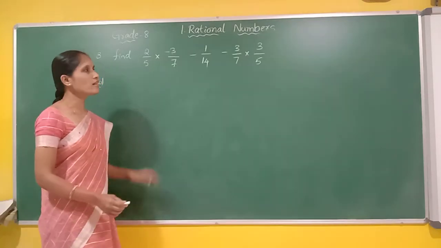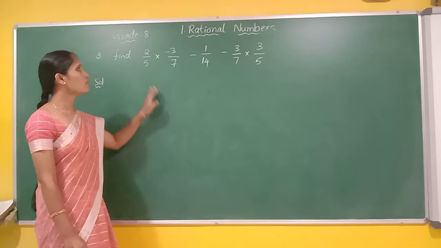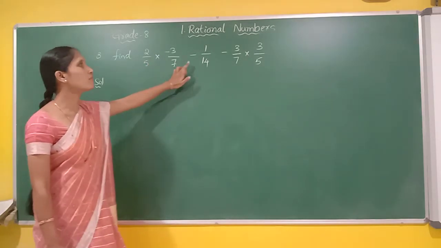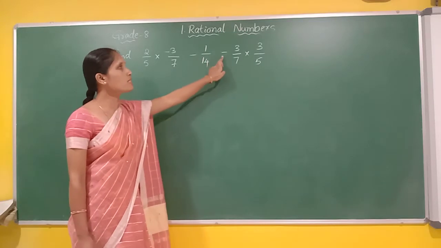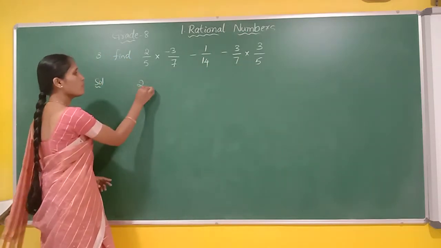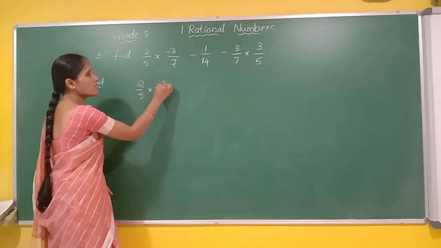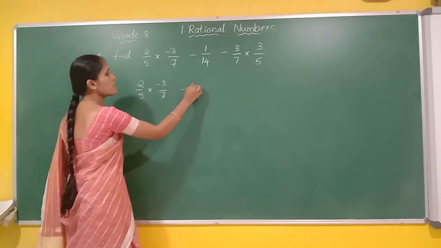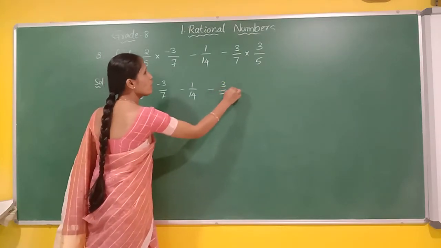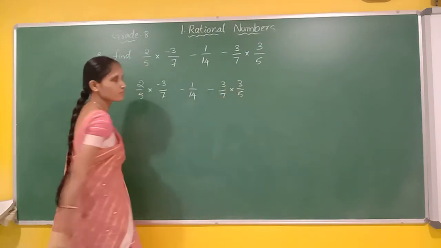Let's begin another example. Find 2 by 5 into minus 3 by 7 minus 1 by 14 minus 3 by 7 into 3 by 5. This is the given sum. 2 by 5 into minus 3 by 7 minus 1 by 14 minus 3 by 7 into 3 by 5.